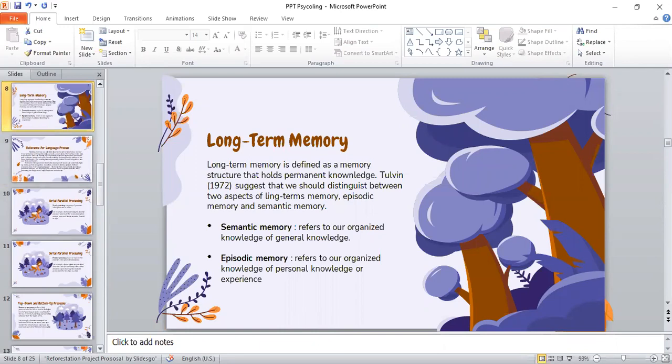Okay, thank you. Now, the slide on long-term memory. Long-term memory is defined as a memory structure that holds permanent knowledge. Tulving 1972 suggests that we should distinguish between two aspects of long-term memory: episodic memory and semantic memory. Okay, now there are semantic memory and episodic memory.